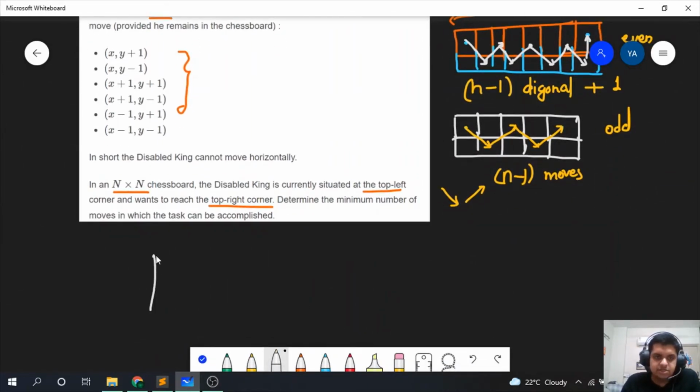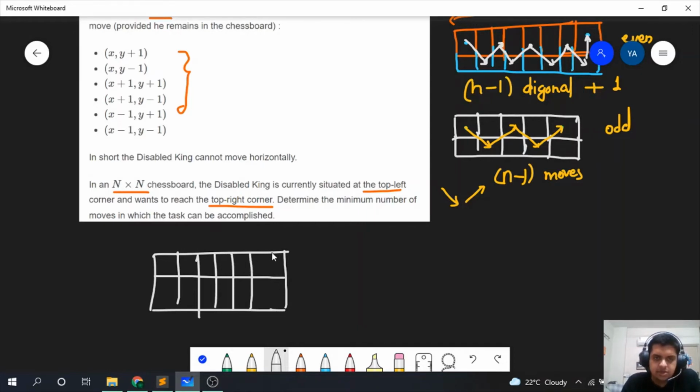Let me just draw another. Say we have n is equal to 7. So now the king is over here, wants to reach here. Let us see what is the exact horizontal distance between them. So 1, 2, 3, 4, 5, 6. So basically the king has to cover 6 squares horizontally, right?